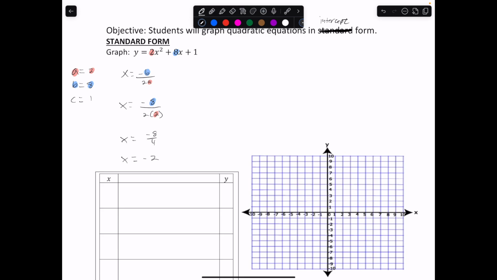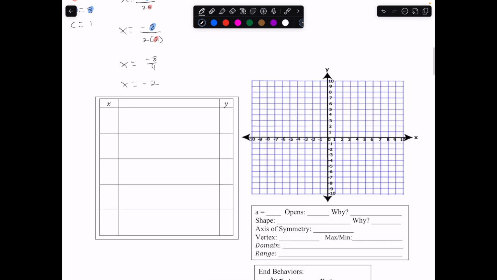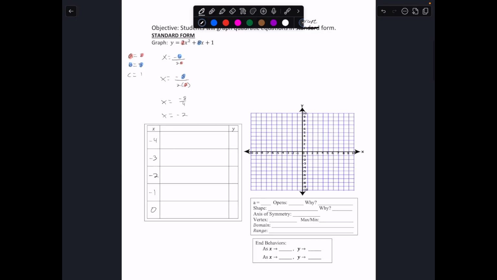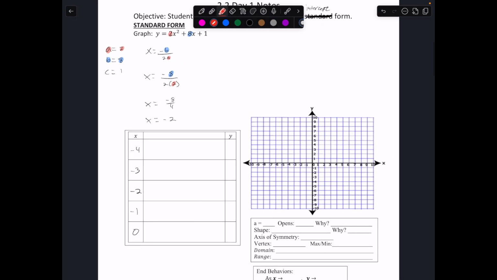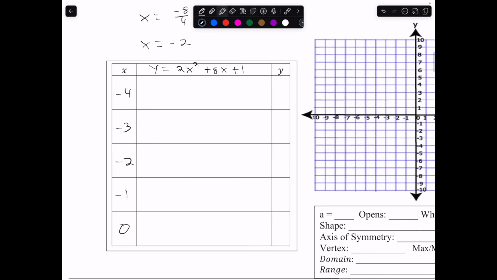Okay, so this is our axis of symmetry, and remember on our table, that goes directly in the middle. Now we want to find two values that are directly smaller than negative 2, so negative 3 and negative 4, and two values that are directly larger than negative 2, so negative 1 and 0. Then we need to take all these values and plug them into our equation. y is equal to 2x squared plus 8x plus 1. So let's go ahead and see what that looks like.